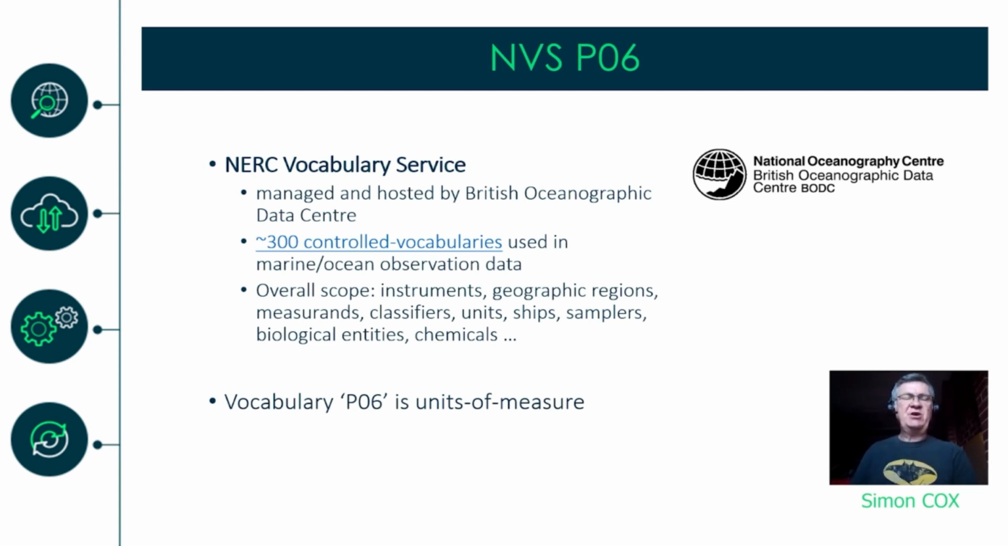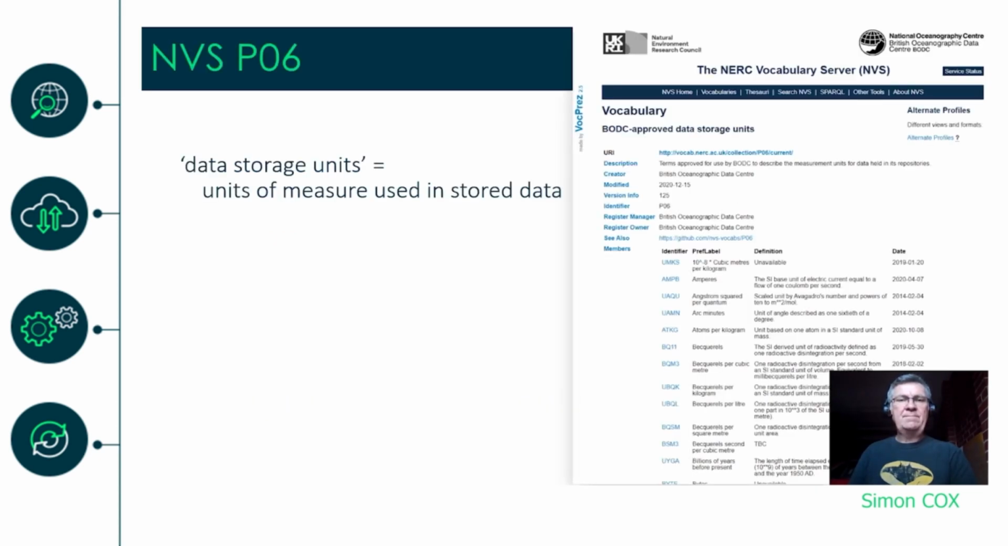NVS has around 300 separate vocabularies, of which P06 is just one. Some of these vocabularies are very large. For example, the notorious P01 has around 50,000 terms in it. P06 is essentially an inventory of units that are used in actual data sets. It is not designed to be fundamental or comprehensive, so there are sometimes surprising omissions. For example, P06 includes knots, nautical miles per hour, but nautical miles is not there because no data sets measure distance in nautical miles.